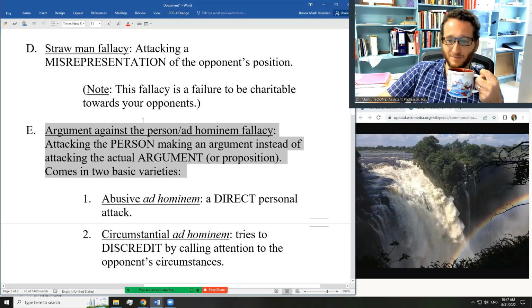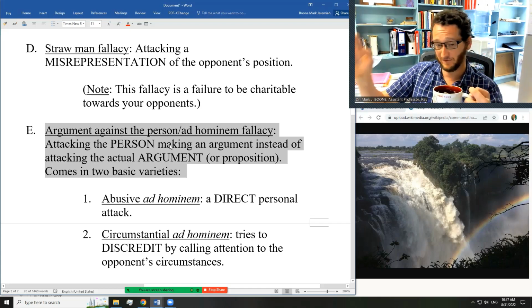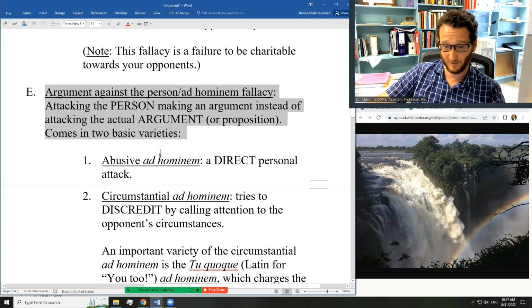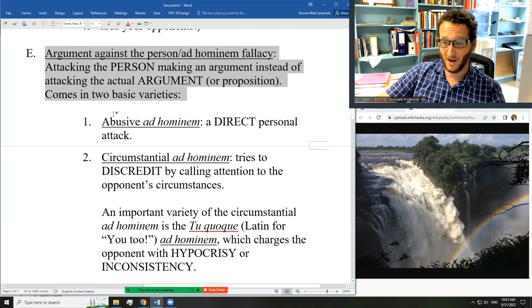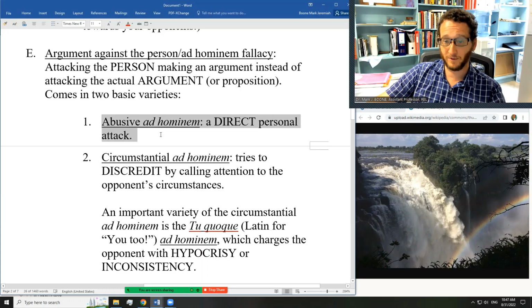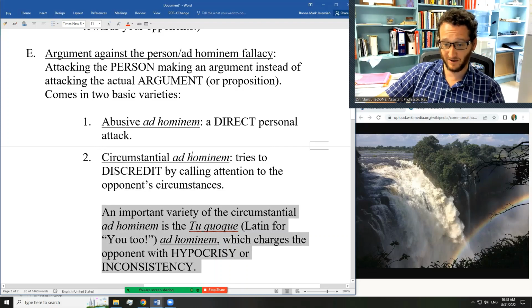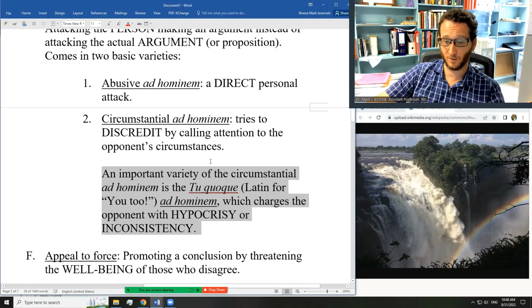Let's see. Argument against the person, ad hominem fallacy. Okay, this is a fun one. Attacking the person making an argument instead of attacking the actual argument. There are some different varieties of ad hominem fallacies. Abusive ad hominem is a direct personal attack, something like a simple insult. Circumstantial ad hominem fallacy is trying to discredit by calling attention to the opponent's circumstances. The tu quoque ad hominem fallacy is a version of circumstantial where you're charging your opponent with hypocrisy or inconsistency.